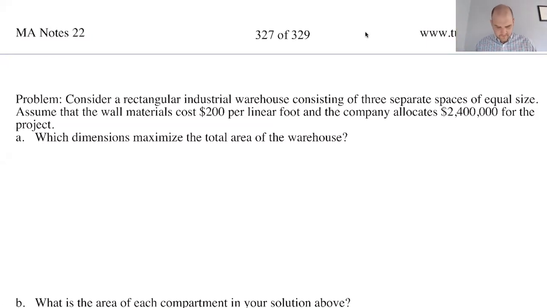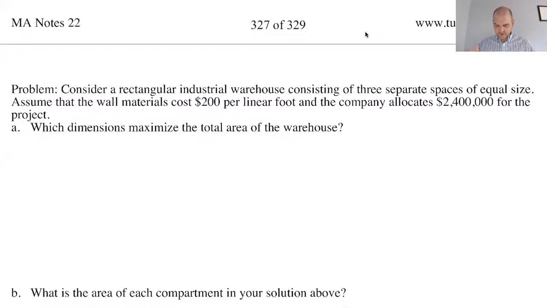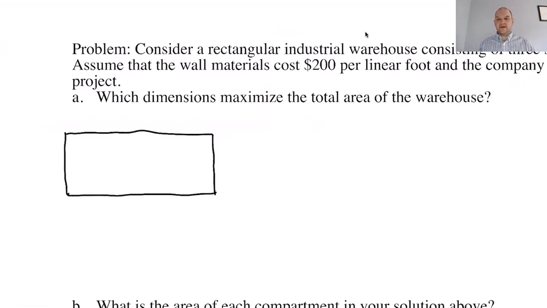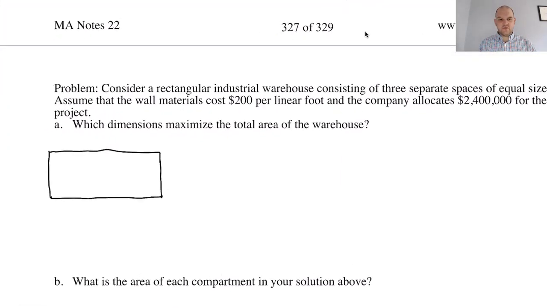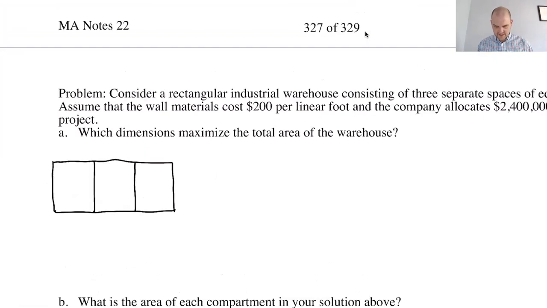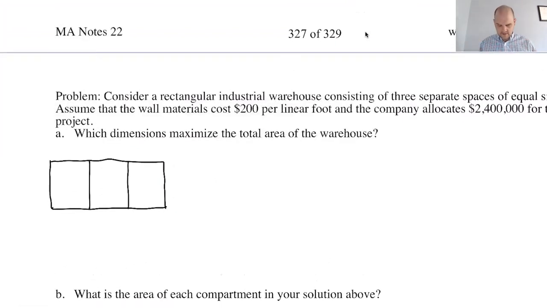So let's see. Consider a rectangular industrial warehouse consisting of 3 separate spaces of equal size. So I focus on industrial as if that's like the meaningful thing. Rectangular warehouse, 3 separate spaces of equal size. So can we draw that? I feel like we can. So let's see. I'm gonna go like here, here, here. Okay, so it's rectangular. And then it has 3 separate spaces of equal size. So then I need to cut this like here and here. So those all have the same size, which means, what should we do?